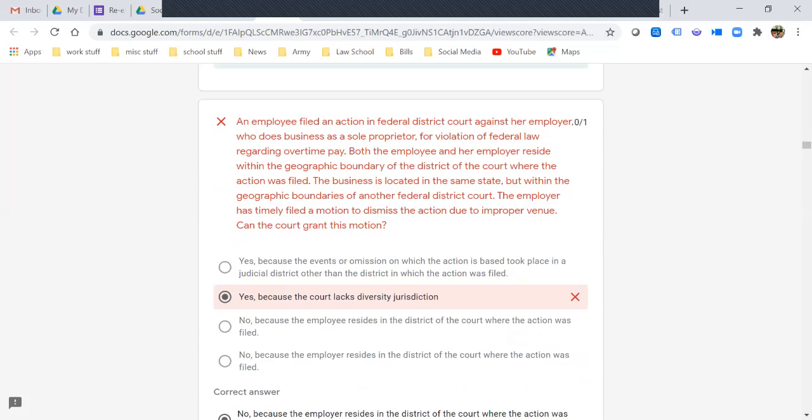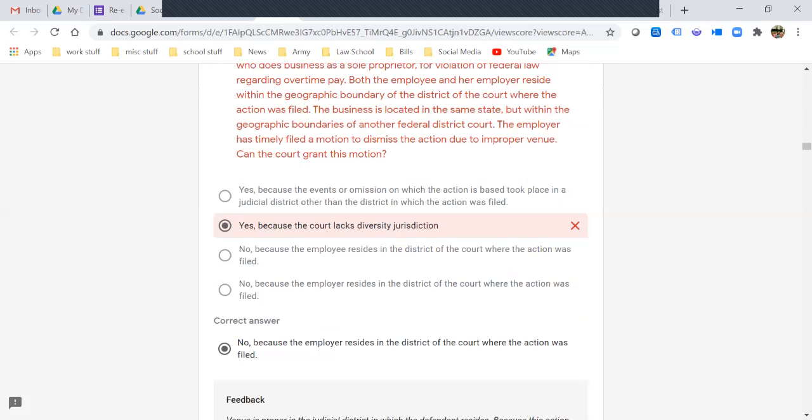In the quiz, I did enter a couple of these long narrative-type questions. These ones I got from a mini bar review that we had to take at the end of the first year. So I included some of those, not that many, maybe a handful.